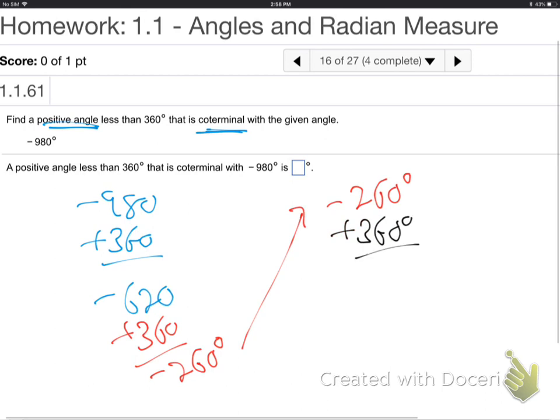Again, when you add 360, you haven't changed your ending place. Positive 100, right? There it is. That positive 100 ends in the same place as negative 980. They're all the same. Does that make sense? So anytime you add 360s or subtract 360s, you're in the same place, really. Coterminal, same ending place.